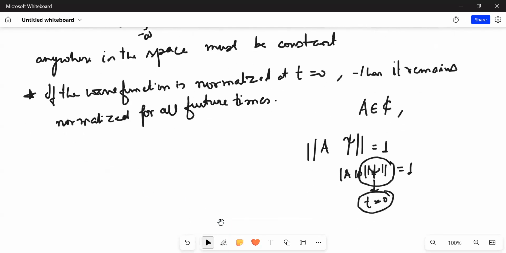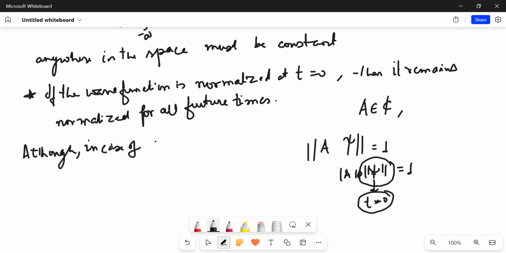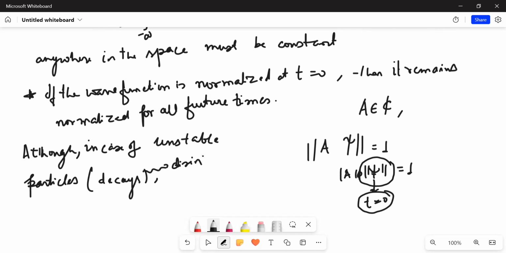Although for unstable particles, we've seen all these things, I'm just going to revise them quickly. Although in the case of unstable particles, that is, ones in which you have some decays, or which disintegrate with respect to time.